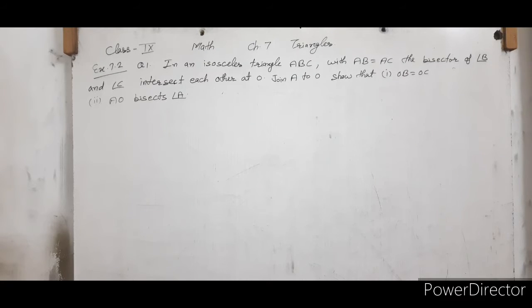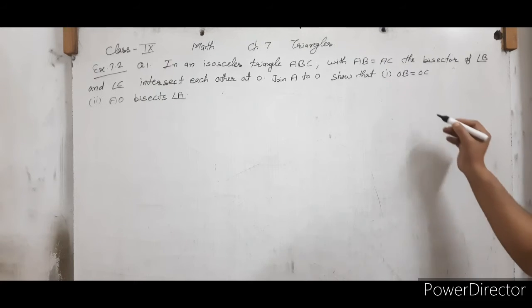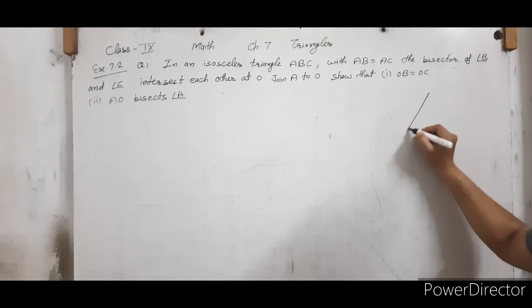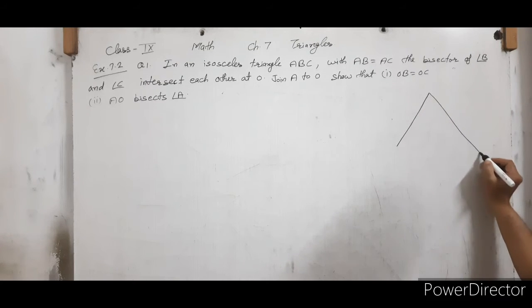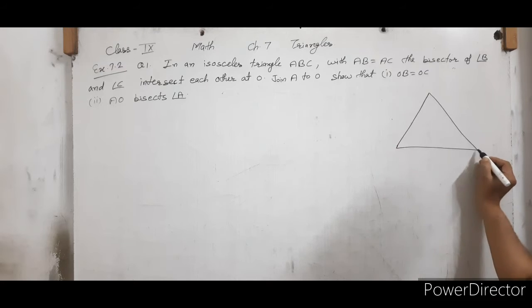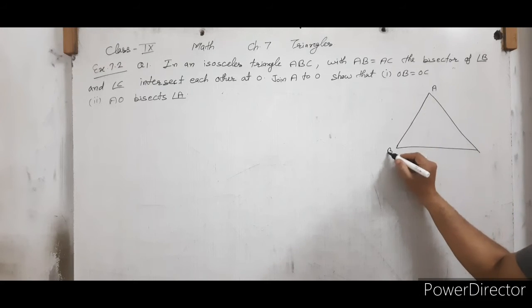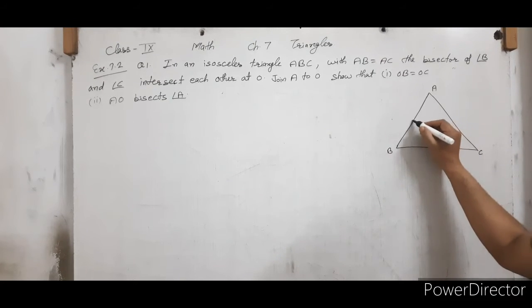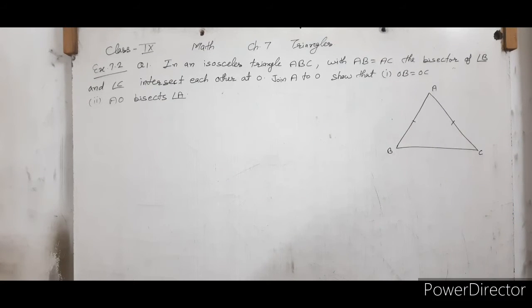Question number 1, exercise 7.2. It's given that in an isosceles triangle ABC, where AB equals AC, these two sides are equal.